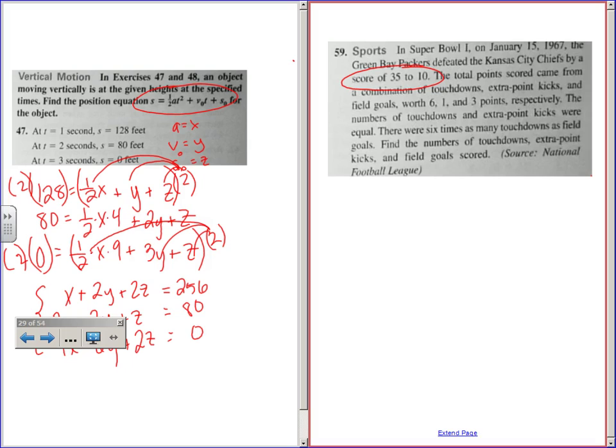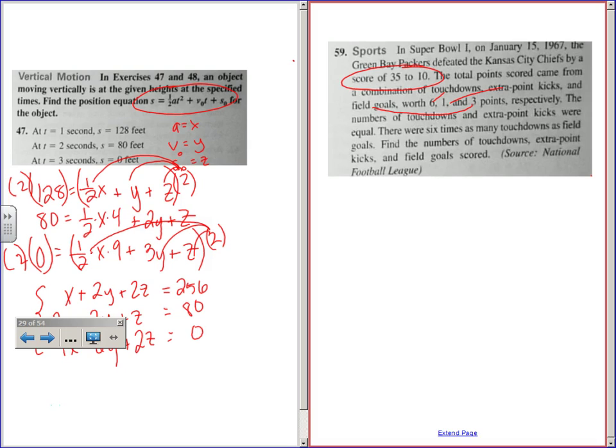Anyway, the total points scored came from a combination of touchdowns, extra point kicks, and field goals. For those of you who don't know football, touchdowns are 6 points, extra point kicks are 1 point, and field goals are 3 points. Just telling you who's who. The number of touchdowns and extra point kicks were equal.